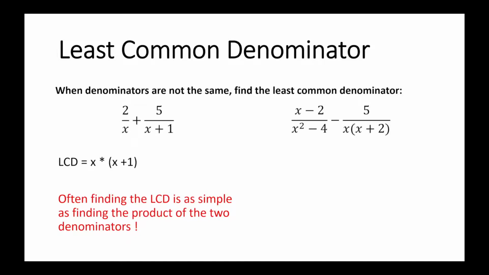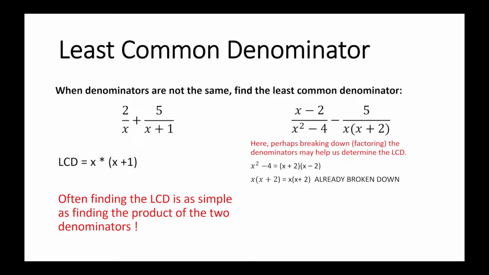Now let's look at this example over here. This one's a little bit more complicated. So in this case, the first thing that you should do is factor. Factor the denominators, both of them, if you can, in order to help you best determine what the LCD is. x squared minus 4 breaks down into x plus 2 and x minus 2, whereas the denominator of the other term, x times x plus 2, is already broken down, so we don't have to worry about that.